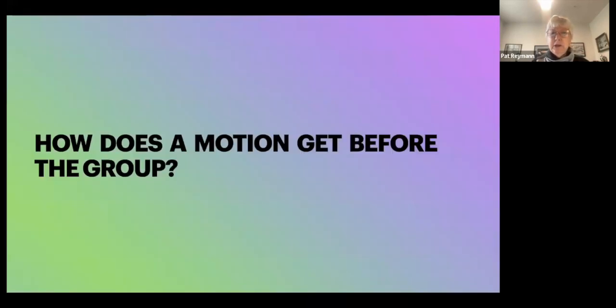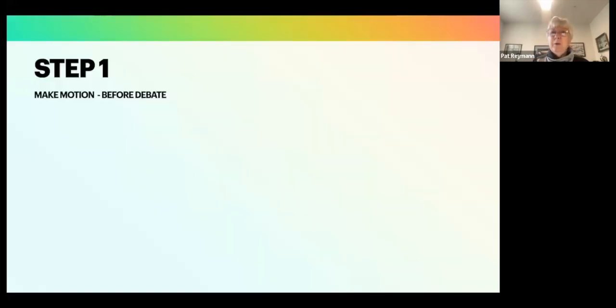So how does a motion get in front of the group? How does that happen? Well, we have 6 steps. The first one is someone makes a motion. You will notice that this happens before debate. Now, for some people, this seems backwards. Sometimes we go to meetings and we want to talk and talk and talk about a subject and then bring up a motion. But it really keeps you on focus. It really keeps the meeting going much more smoothly if the motion is made first.